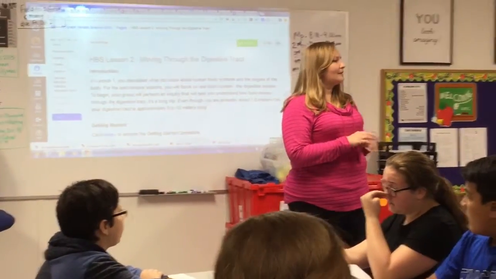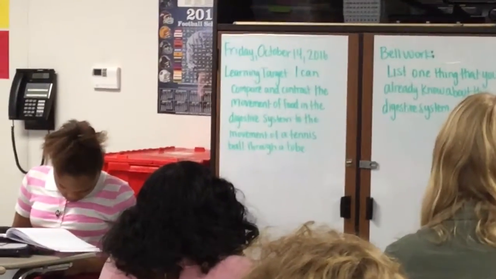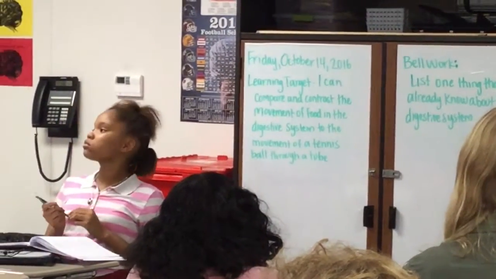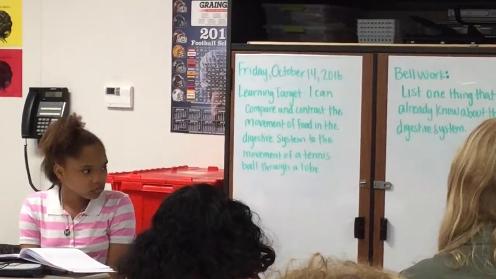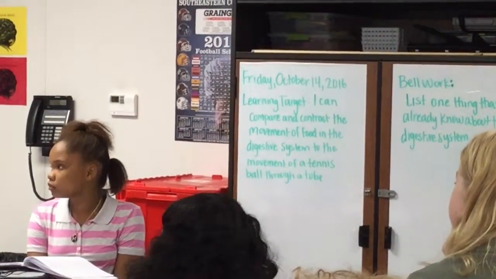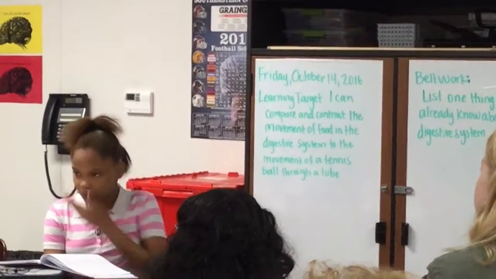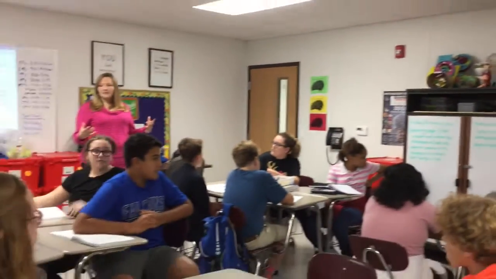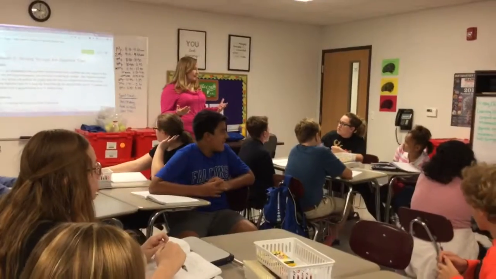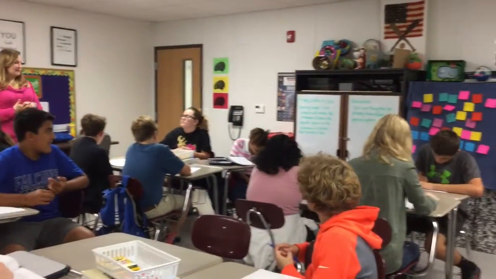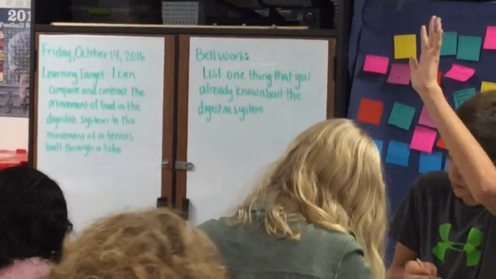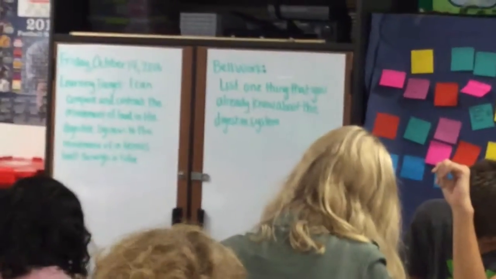So if you look over here on the cabinet, it says, today our learning target is, I can compare and contrast the movement of food in the digestive system to the movement of a tennis ball through a tube. So we're going to be building a model of the digestive system today and using a tennis ball to represent the movement of food through your digestive system, okay? So the bell work question is, list one thing that you already know about the digestive system. All right, so I'll give you about 30 seconds to think. Go ahead and write it down in your notebook.